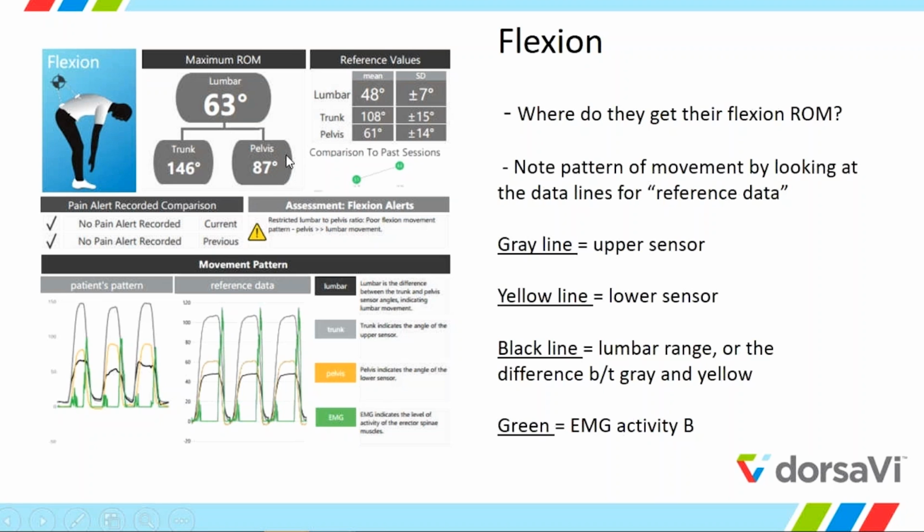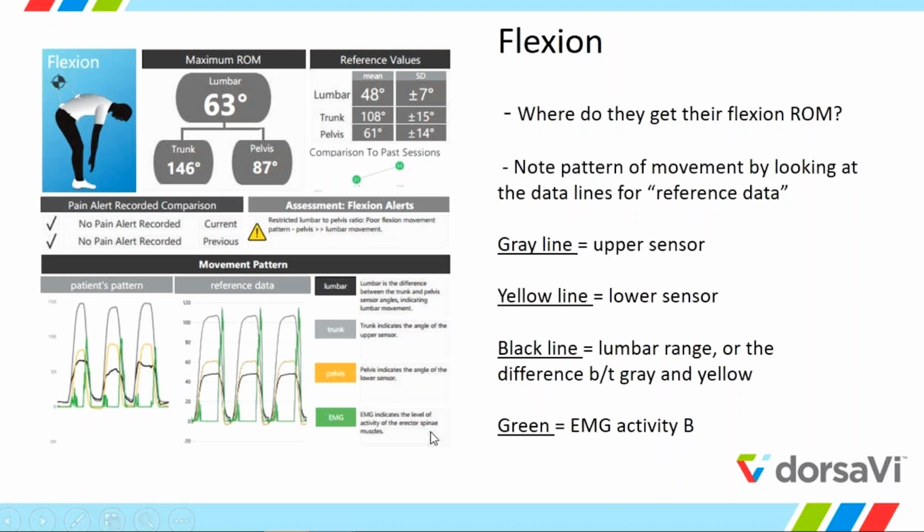And again, you have comparison to past sessions underneath the reference values at the top right, and you can look at how the subject's changing over time. And then down here on the bottom right, I wanted you to look at the legend. So I have here over at the right that the gray line represents the top sensor, or the thoracic lumbar junction sensor. The yellow line represents the sacral sensor, or the pelvic sensor. The black line is the difference between the two, which is lumbar range of motion. And the green line is the EMG activity.